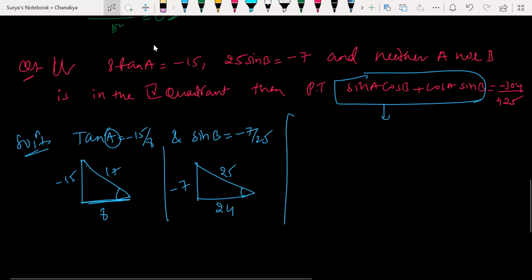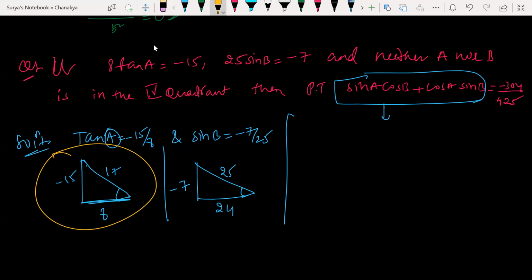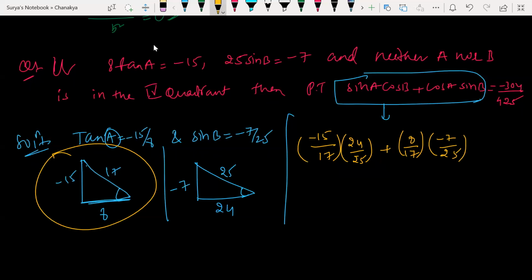Now sin A: from the diagram, sin A is opposite by hypotenuse, minus 15 by 17. Cos B is 24 by 25. Shrikar, are you able to follow? Yes, sir, I'm able to understand. Great. So now just cancel everything here. 15 and 25 cancel: 5 threes, 5 fives.